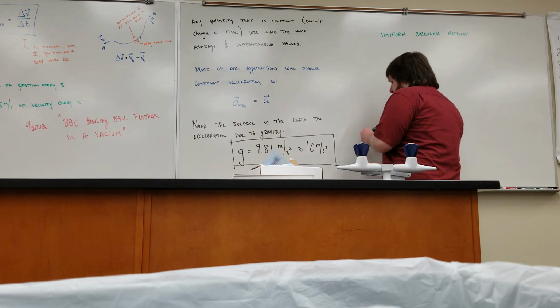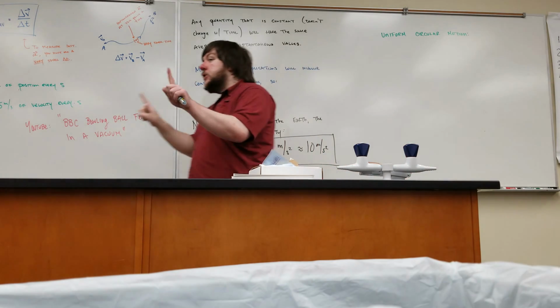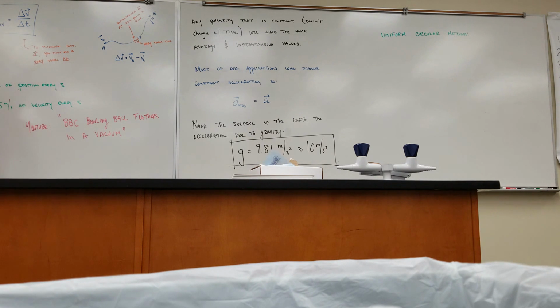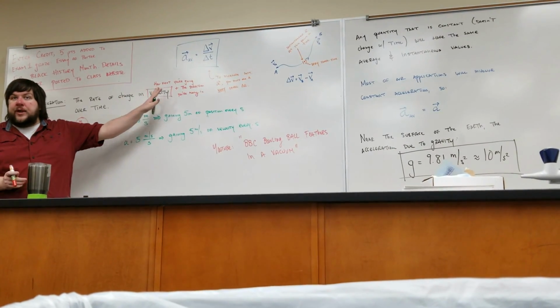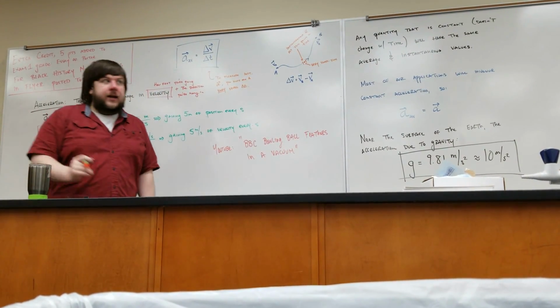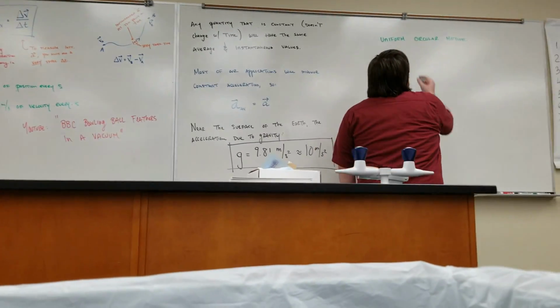I'm sorry, you said the change in velocity is not the change in speed. Those are two different things. Velocity is a vector. It's how fast you're going, that's the speed, plus the direction you're moving in. Okay? The speed would also be the magnitude? Speed is just the magnitude, just how fast you're going. Velocity is both how fast you're going and the direction you're moving in. Thank you.